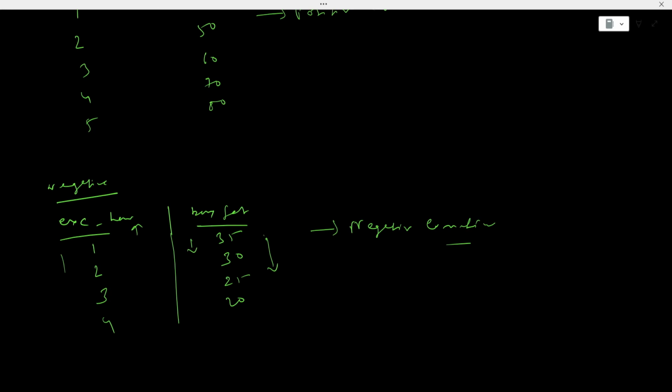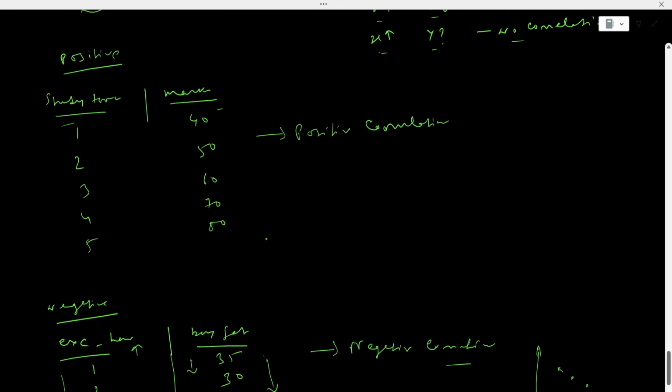So when my exercise hours, that means x, is increasing, my body fat, that is y, is decreasing. And if I plot this type of value in my scatter plot, then it will be like this. And in case of positive, it will be like this.